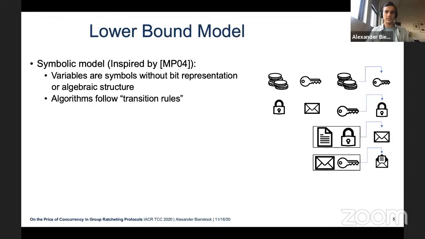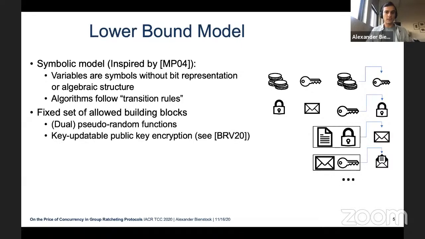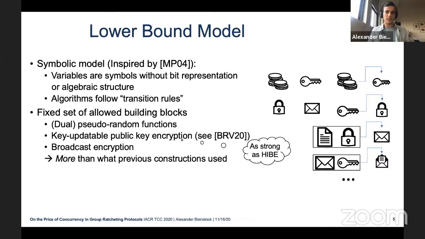Particularly, through these transition rules, we allow constructions to only use a fixed set of standard cryptographic building blocks. Specifically, we allow possibly dual PRFs, also keep the updatable PKE, which we modeled to be at least as strong as Hive, and broadcast encryption. And with these primitives, our model covers more than what previous constructions have used.